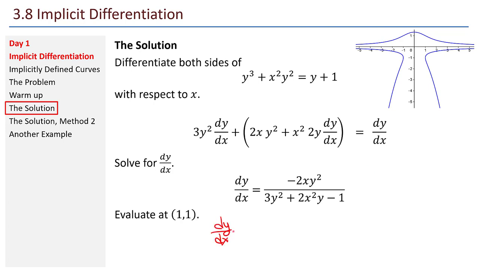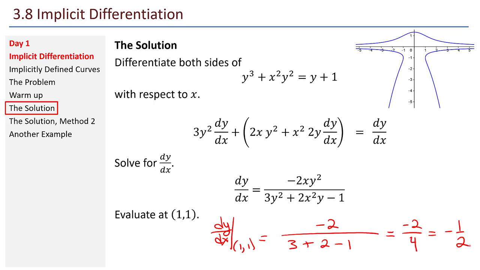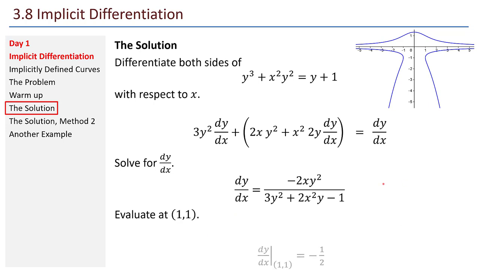So dy dx evaluated at 1, 1 equals, well, what happens with the top? When I plug in 1 for x and 1 for y, I just end up with negative 2 on top. And then in the denominator, it's 3 plus 2 minus 1. So that's negative 2 over 4, which is negative 1/2. And does that seem reasonable looking at the picture? I think so. If I put a point at 1, 1, draw my tangent line, it's believable. It has a slope of negative 1/2.